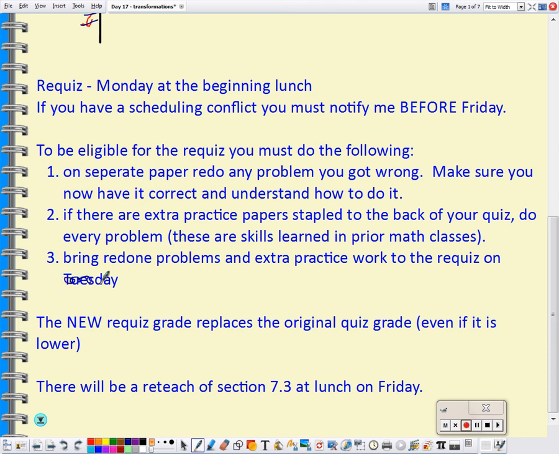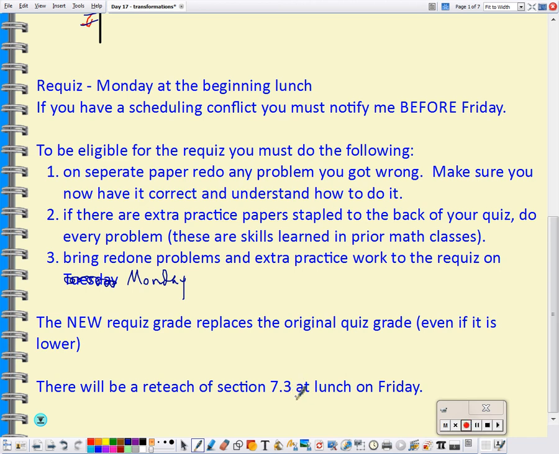That says Tuesday. Bring the redone problems, your extra practice work, and the original quiz to the requiz on Monday. I want to remind you that the new requiz grade replaces the original quiz grade, even if you score lower on the requiz. And that will be a conversation you and I have if, for some reason, you score lower.